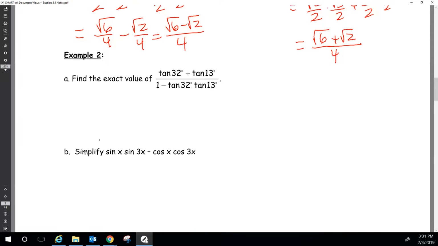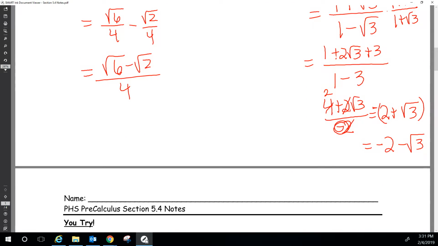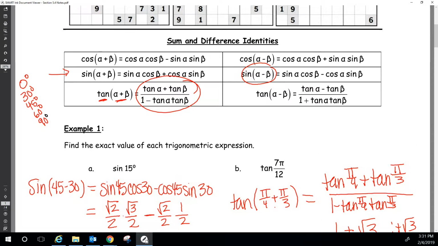Guys, here's example number 2 of section 5.4. We're kind of working backwards. We're going to look at this expression here, and we're going to figure out which sum or difference identity it belongs to. So if we're talking about tangents here, and notice there's a positive sign in the numerator, we want to go back up to our table and look at our tangents.